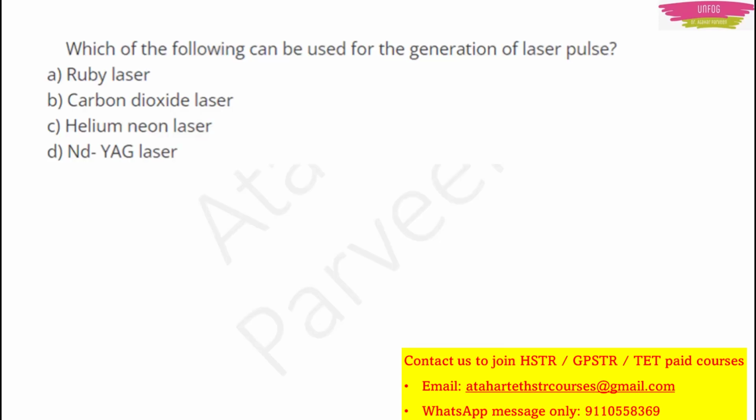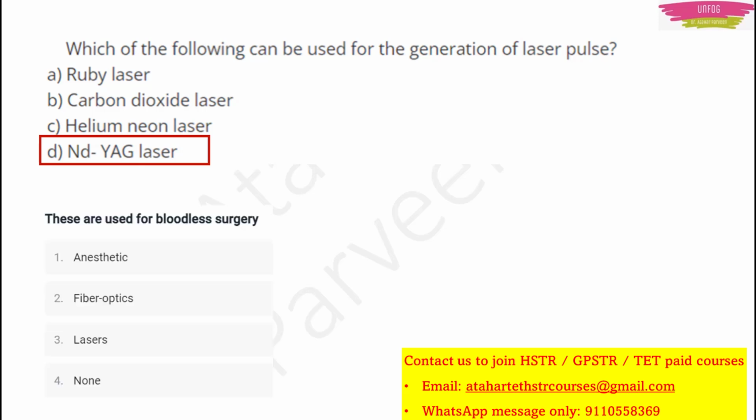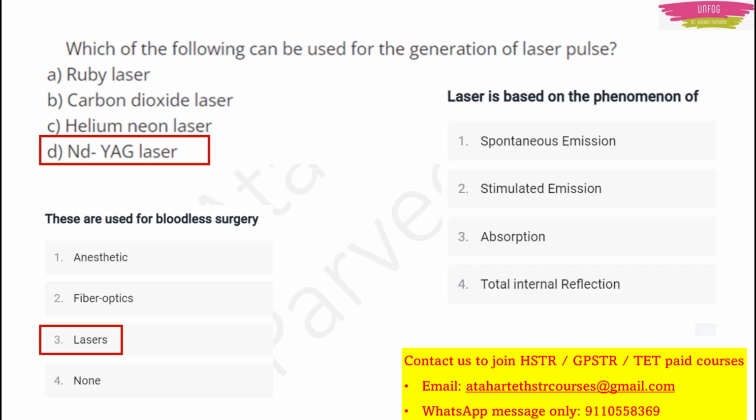Now I have a few more general questions based on lasers. First is, which of the following can be used for the generation of laser pulses? I told you, that is the Nd:YAG laser, neodymium doped yttrium aluminium garnet laser. Next question is, what is used for bloodless surgery? It is laser. Next question, laser is based on the phenomenon of? Yes, it is stimulated emission.